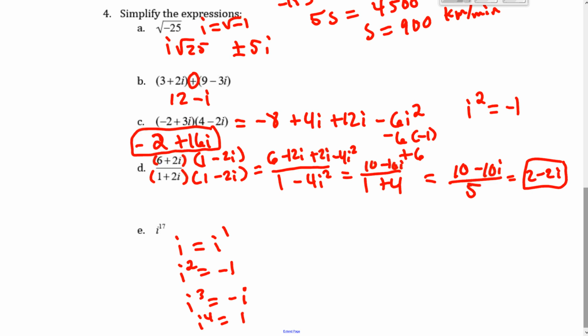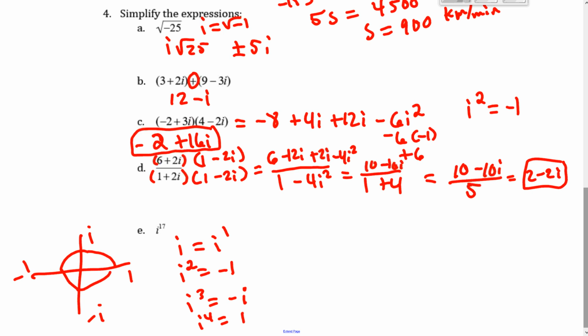So you can do several different things. You could create a chart. This is 1, this is i, this is negative 1, this is negative i, and then every rotation. So this would be raised to the first power, raised to the second power, raised to the third power, raised to the fourth power, and you could keep going around until you get to 17.